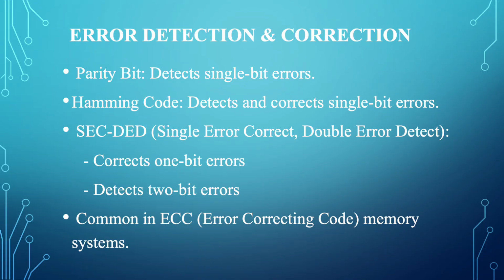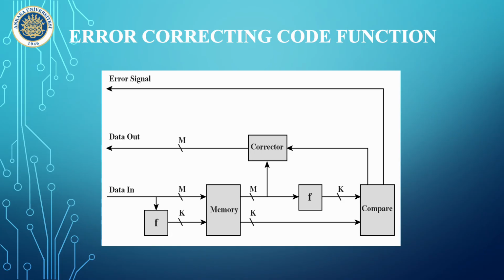There are three main techniques used in modern memory systems. One is the parity bit. It adds one bit to detect single bit errors, but cannot correct them. The popular one is Hamming code. It uses multiple check bits to identify and correct single bit errors. The other, SEC-DED, single error correct, double error detect, is an improved Hamming code that detects 2-bit errors and corrects 1-bit errors. And you see the basic error correction code function here.